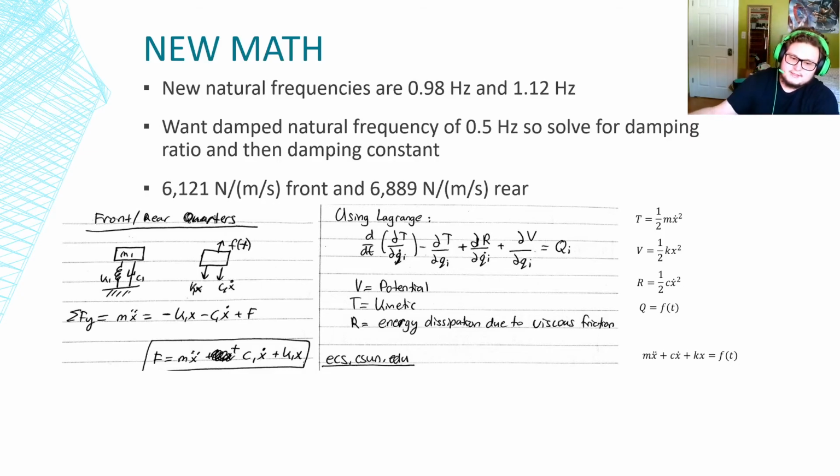And if we analyze the system, on the left side, we get an equation of motion. F is equal to m x double dot plus c x dot plus k x. When we use the Lagrangian equation, which includes R, the energy dissipation due to viscous friction because of the dampers, we get the same exact thing. When these are T, V, R, and Q, where V is potential and T is kinetic, the Lagrangian is T minus V, and the Hamiltonian is T plus V.